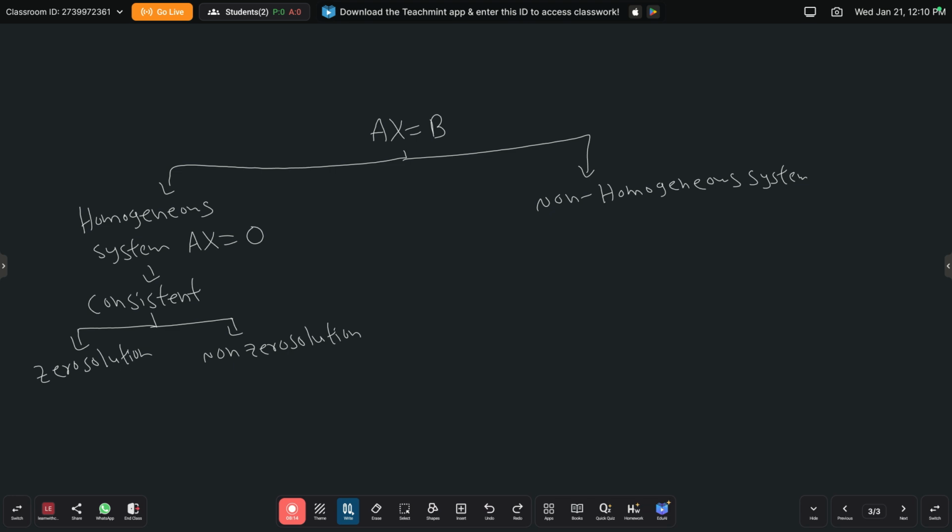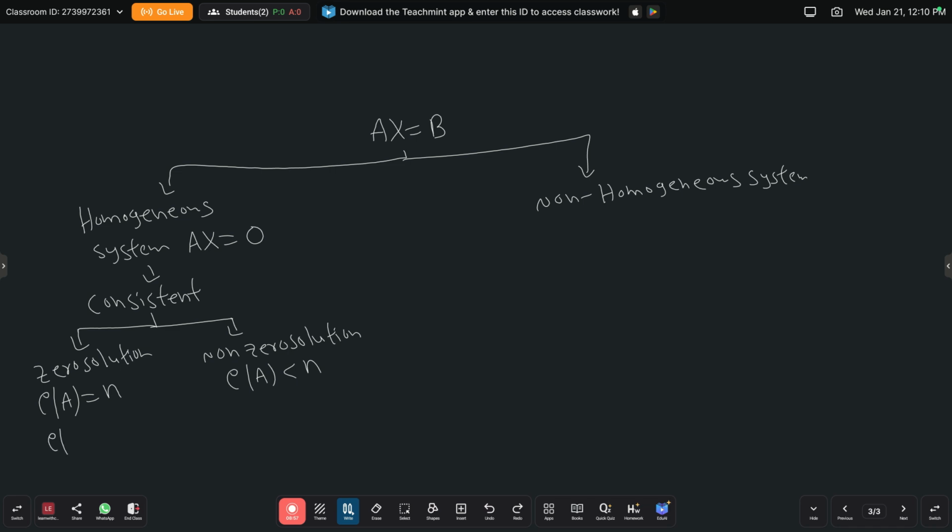So here the homogeneous system Ax is equal to 0 will have only the 0 solution if the rank of the coefficient matrix A is equal to n, which is the number of variables. If rank of A is equal to n, then the system will have only the 0 solution. The system may have a non-zero solution if rank of A is less than n. If the rank of the coefficient matrix is less than the number of variables, then the system will have a non-zero solution.